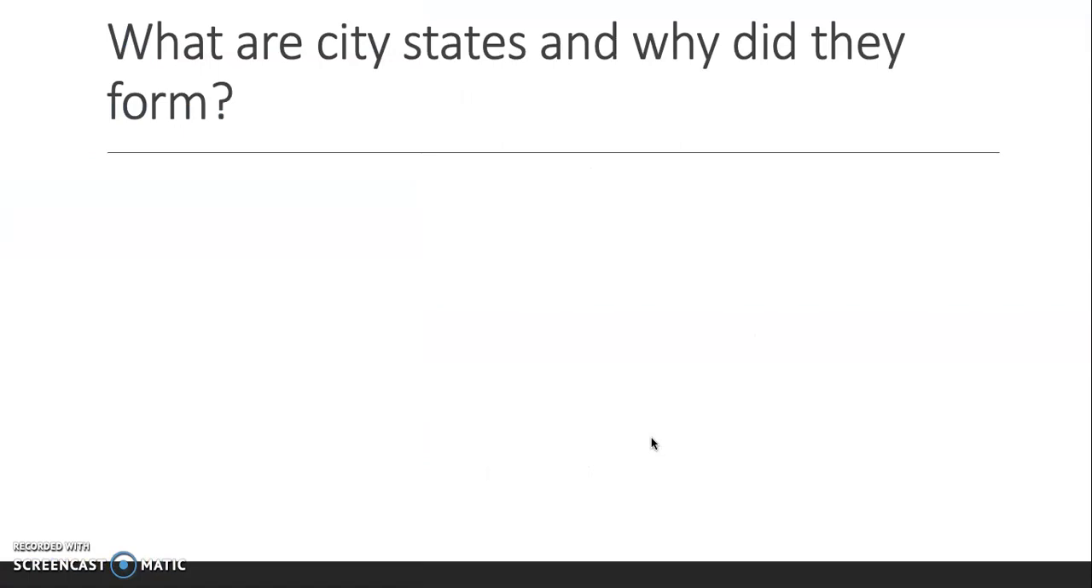Today we're going to be looking at what city-states are and why they formed. Before we start this slide, have a pause and think, what could city-states be? And then have a think about why they formed. If we're looking at that recap slide, why do you think I introduced that to our city-states? Have a pause, think about it, and then come back to me.